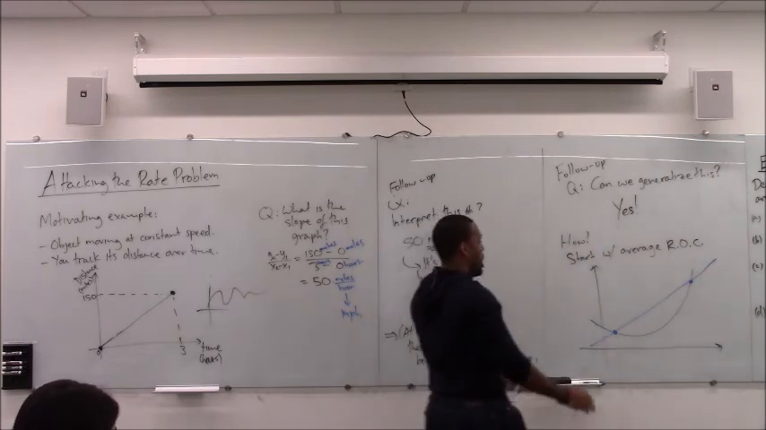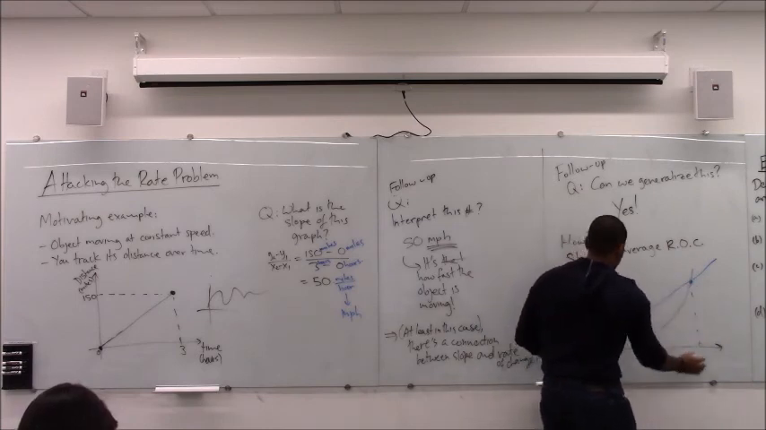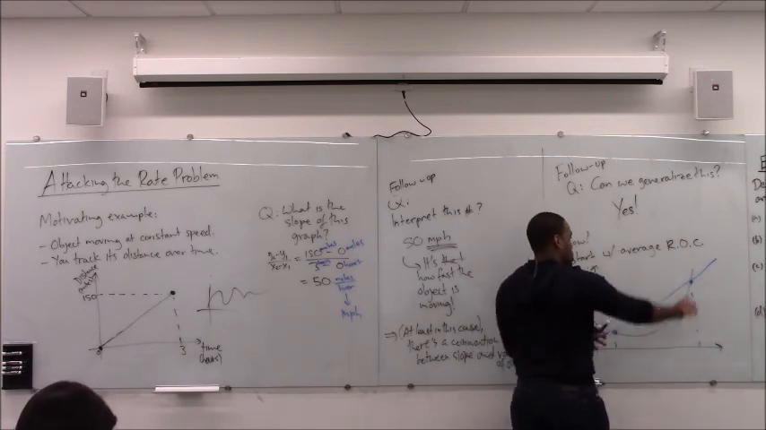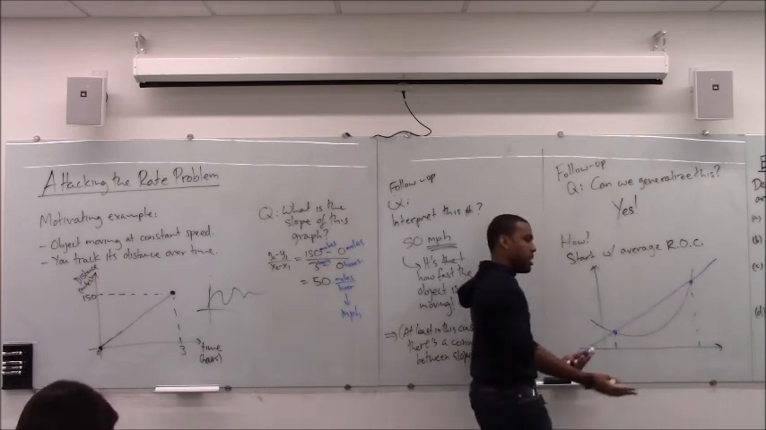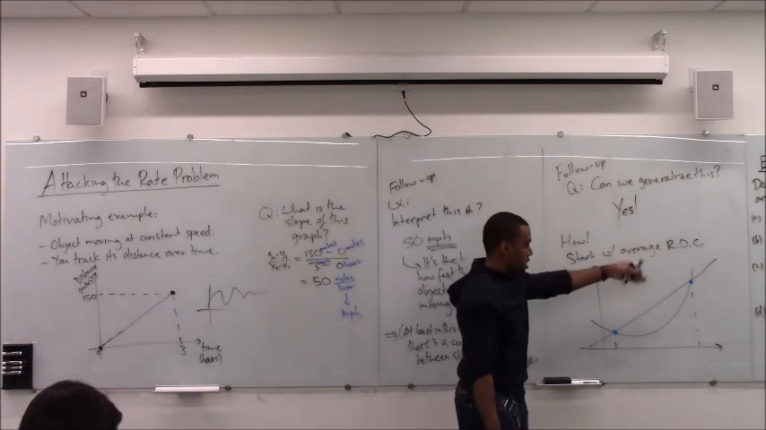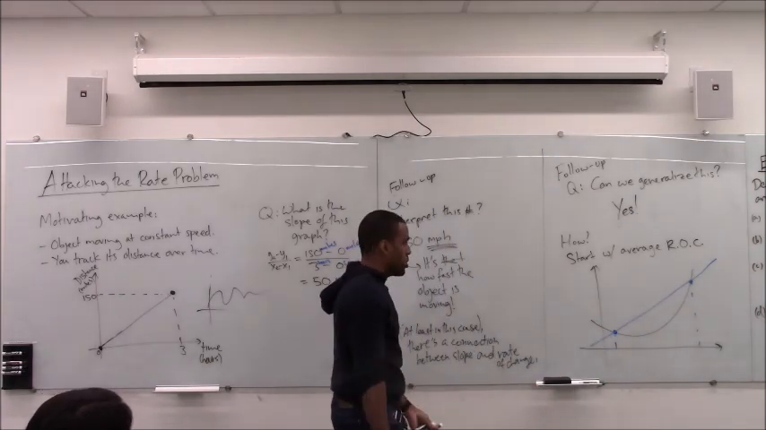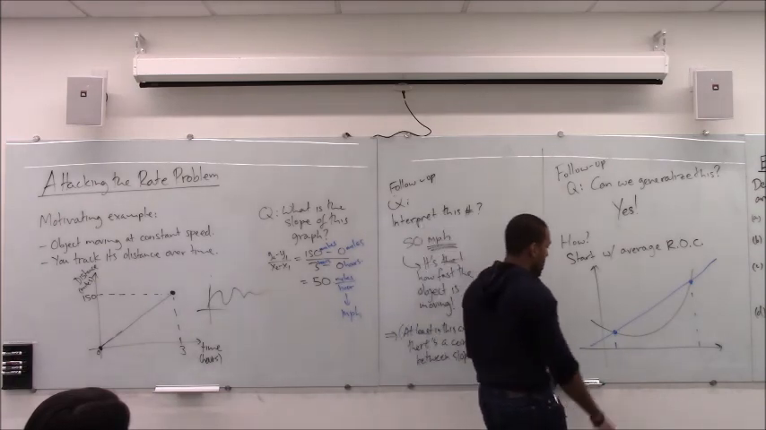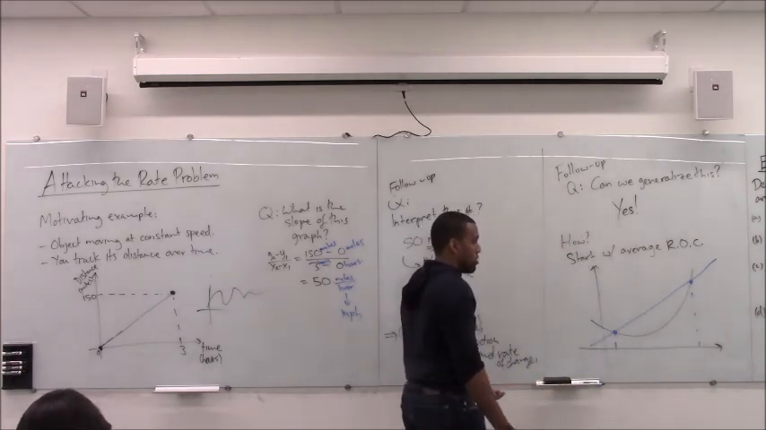I can talk about its average rate of change. If this were in miles and that was in hours, the slope of this line would be miles per hour. So you can think of the slope of that line as the average speed. It's not specifically how fast it's moving, but it's how fast it's moving on average.